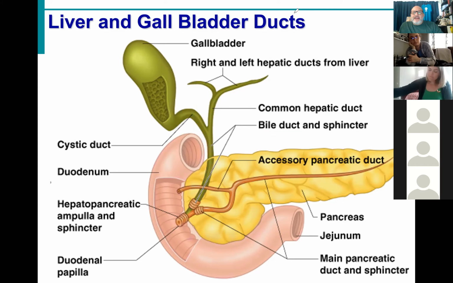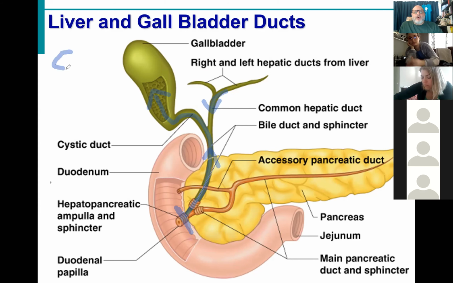If you think about it, if this sphincter is closed, bile is going to back up. And as bile backs up, there's that pressure gradient, because new bile is constantly being produced. So we have pressure of bile coming this way. We have the backup of bile coming this way. And so that pressure gradient basically forces it back into the gallbladder.